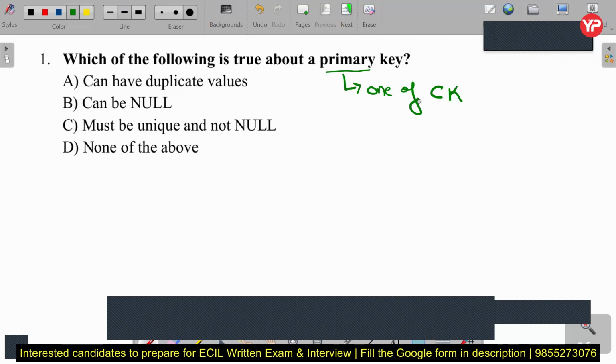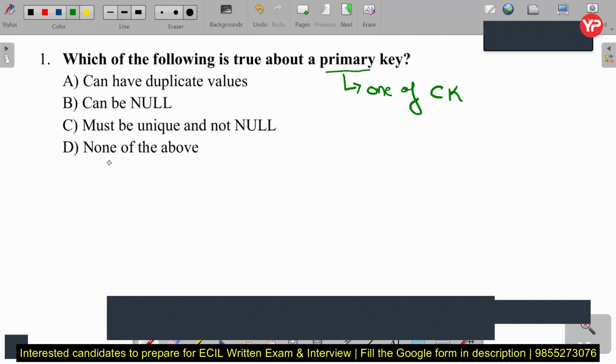Now we know the main purpose of a candidate key. The main functionality of a candidate key is to differentiate each and every tuple uniquely. There is a chance that we have more than one candidate key for our relation, and out of those, we select one candidate key and consider it as the primary key.